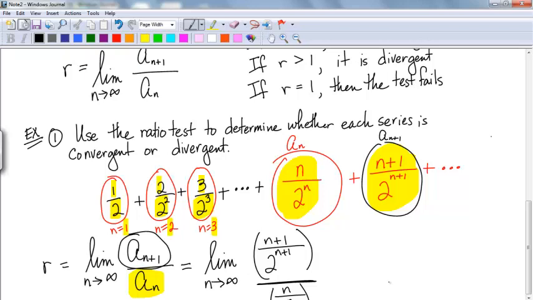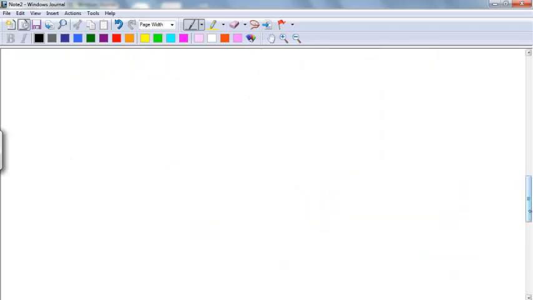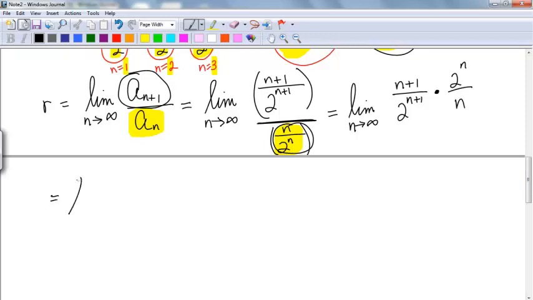What's the rule to divide by fractions? Yeah, invert that second one and multiply. So we've got to invert this one. So still need an equal sign. The limit of n plus 1 over 2 to the n plus 1 power times, we need to invert this fraction, so it'd be 2 to the n power over n as n goes to infinity. So all I did was invert that bottom fraction and change it to multiply. Now we have to simplify that. Equals, still need the limit symbol as n goes to infinity.